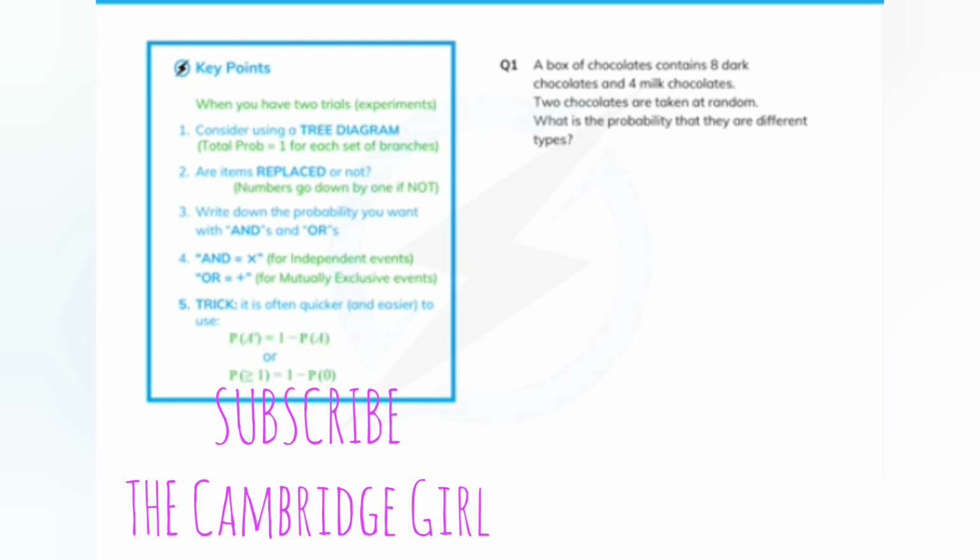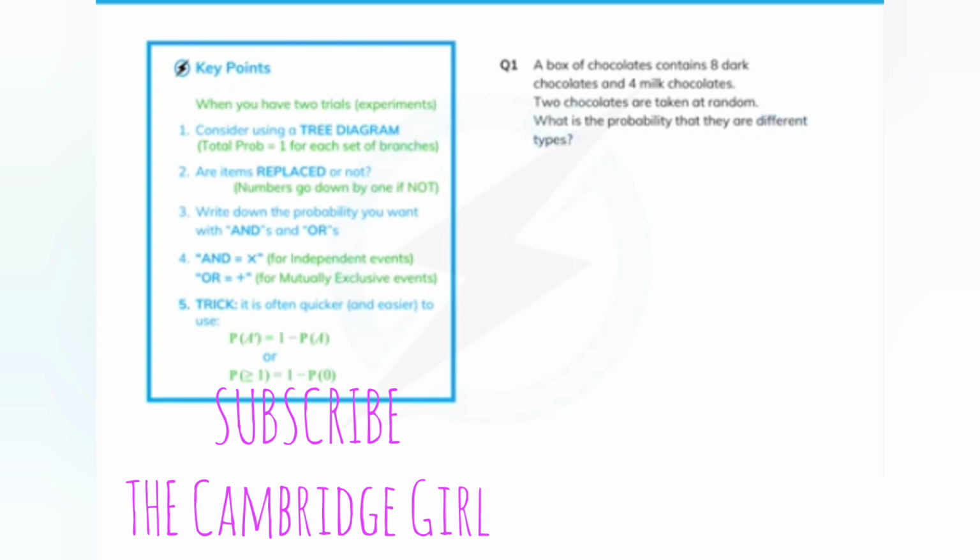So here we have the box of chocolates with 8 dark chocolates and 4 milk chocolates in it. So that's 12 in total. And 2 chocolates are taken at random. Now, it very clearly says they're both taken out at the same time, but we treat that as one after the other without replacement. So these are clearly not replaced. In my experience, in my household, chocolates are never replaced. And we're asked what the probability is that they are different types.